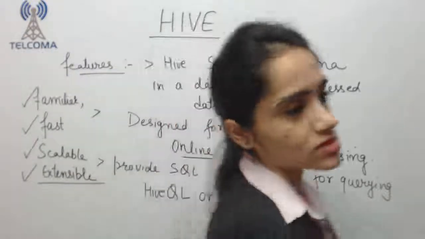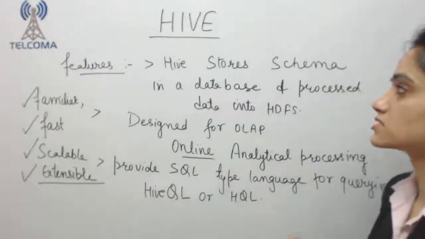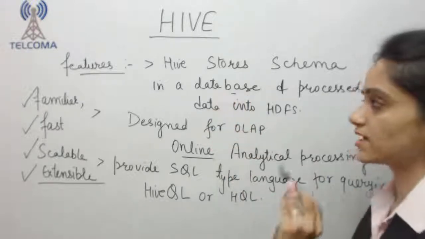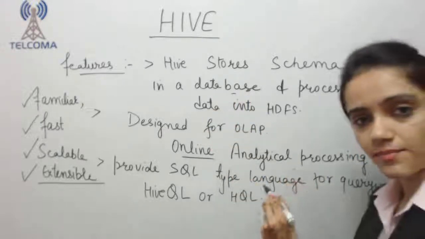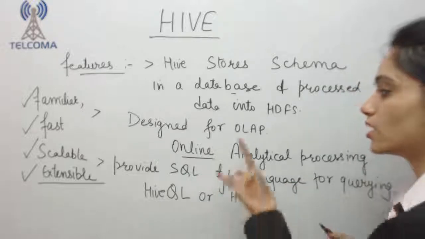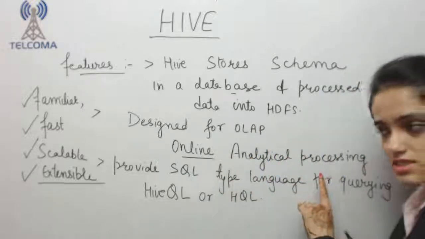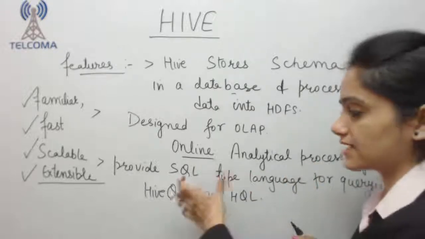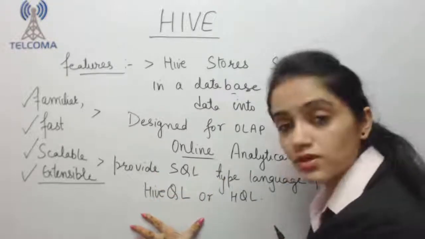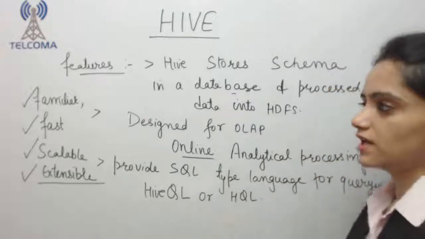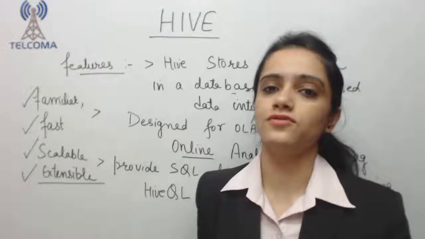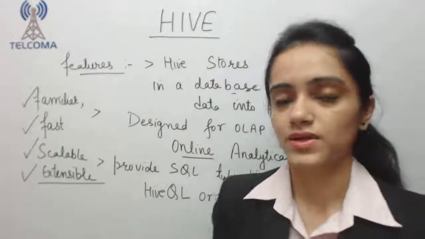So these are the features of Hive. It stores schema in a database. It is not a database, it stores schema in a database and processes data. It is designed for online analytical processing. It provides a query language like SQL, but we have HiveQL or HQL. It is familiar, fast, scalable, and extensible. These are the features of Hive. So this is about Hive.